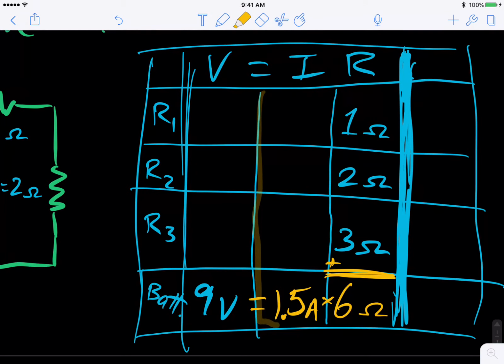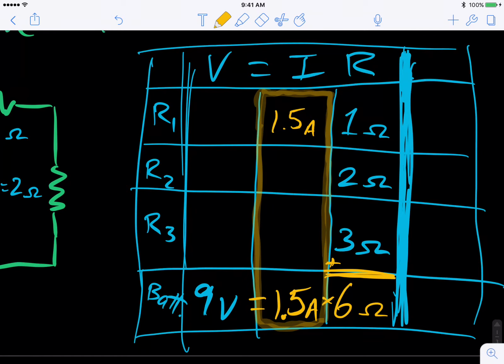That's huge because if you unlock the current anywhere, you unlock the current everywhere. So to indicate that, I would just highlight this column as a note to myself that everybody in that column is going to have the same value. And that happens because they're wired in series. So I unlock the 1.5 amps, and then 1.5 amps of current is going to flow through every single resistor. So that just unlocked a variable in every single row, which now unlocks the voltage.